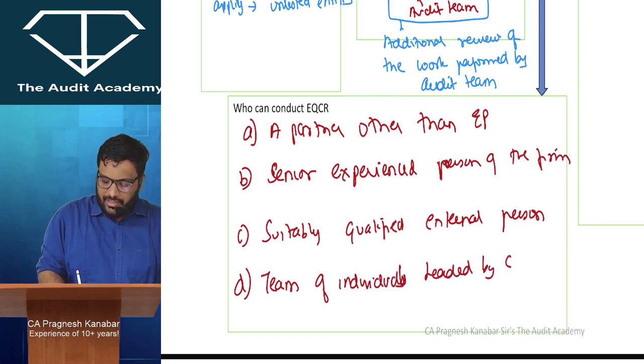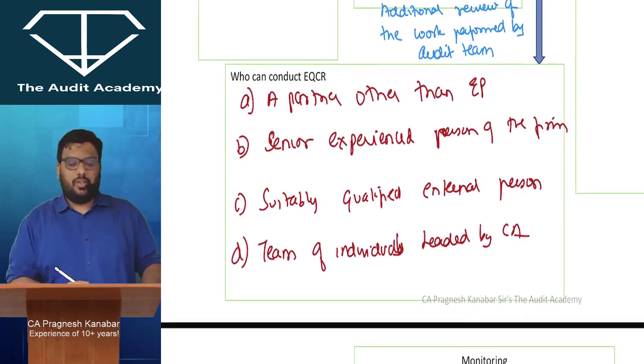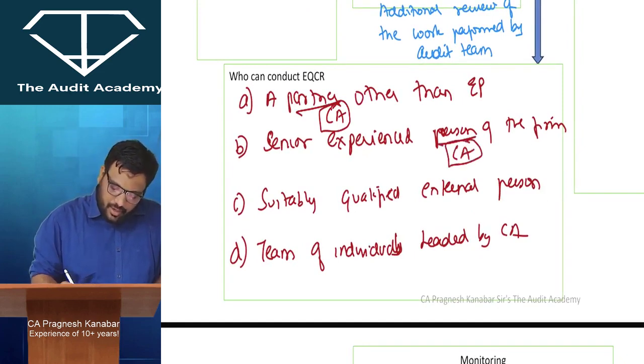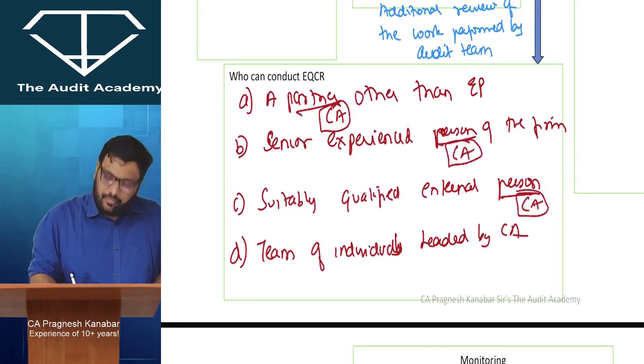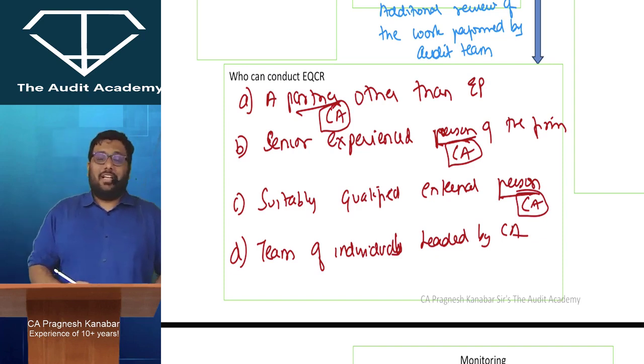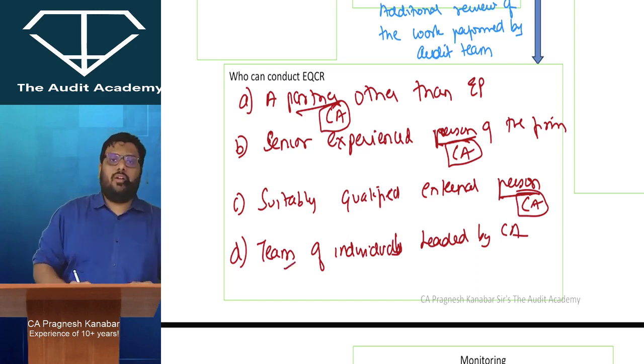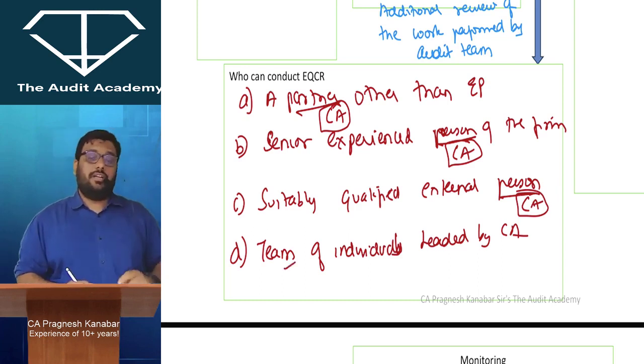which is headed by a chartered accountant. That is also fine. But obviously the engagement quality control reviewer should be a chartered accountant, and should have that much experience that he can act as an engagement partner. And in case of a team, every team member may not be a chartered accountant, but it should be headed by a chartered accountant.